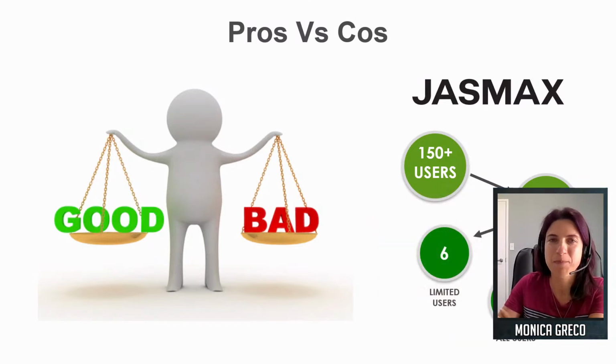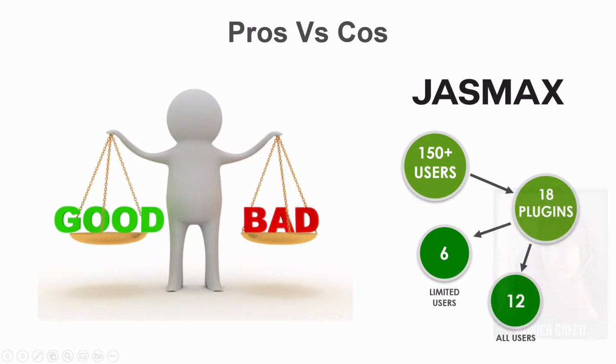Introduce the topic. Yeah. So today I wanted to talk about the pros and cons of having a lot of plugins, but also what we're trying to do at Jasmax to minimize all of the issues that come up with having too many plugins. Like I said, we have 18 plugins, and 12 of those 18 are deployed to all of the users. Then we have 6 that are deployed to a limited number of users because they're specific for certain tasks or certain projects. I'll take you through the advantages first, and then we'll look at the disadvantages and the issues that come up with having too many plugins installed.